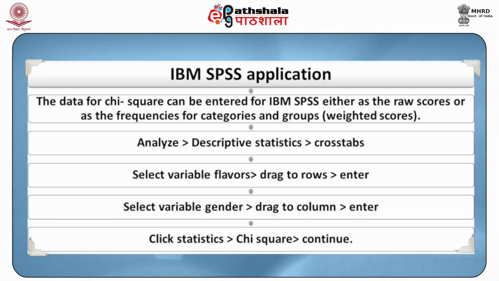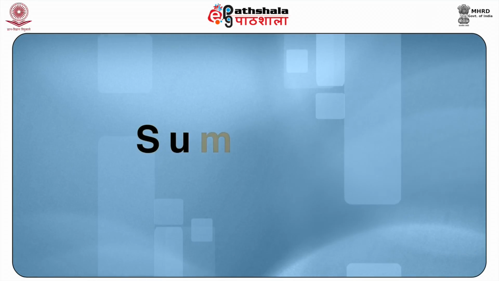Analyze, descriptive statistics, crosstabs. Select variable flavors, drag to rows, enter. Select variable gender, drag to columns, enter. Click statistics, chi-square, continue.